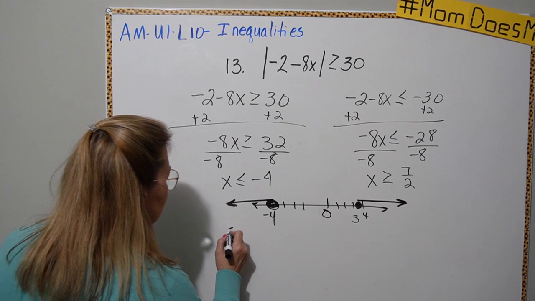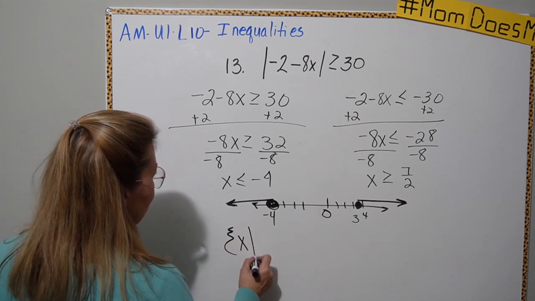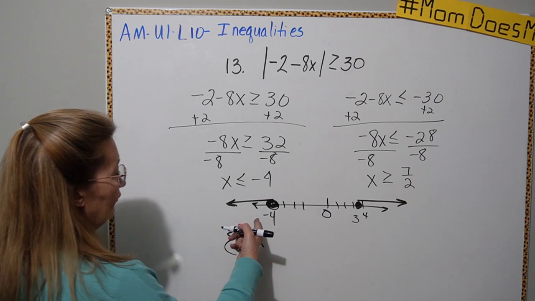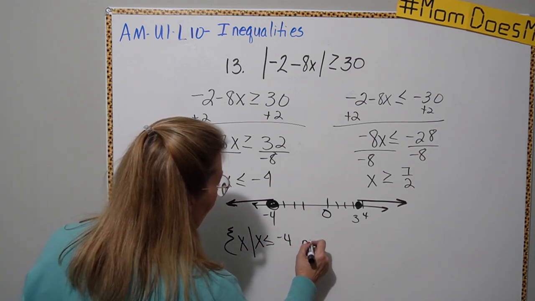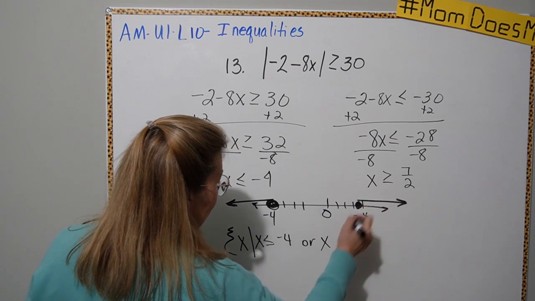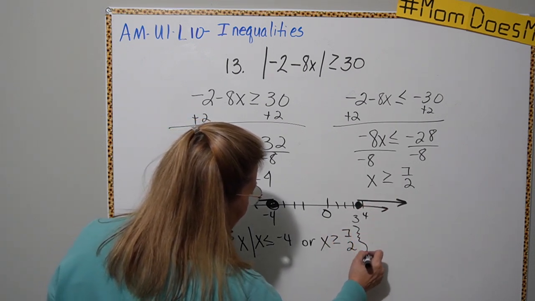All right, so set notation is going to be x such that x, all right, first of all, it's less than or equal to negative 4, or x is greater than or equal to 7 halves.